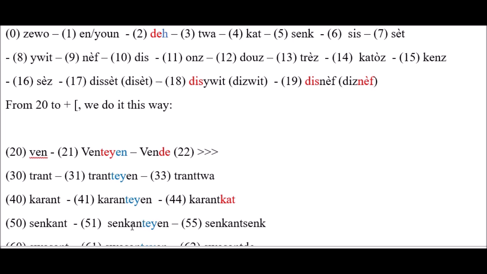Here we say 30, okay? With two T's. 31, but we say 41, 41. We don't say it the regular way, we say 41. We don't say 50, we say 51. 51, okay?